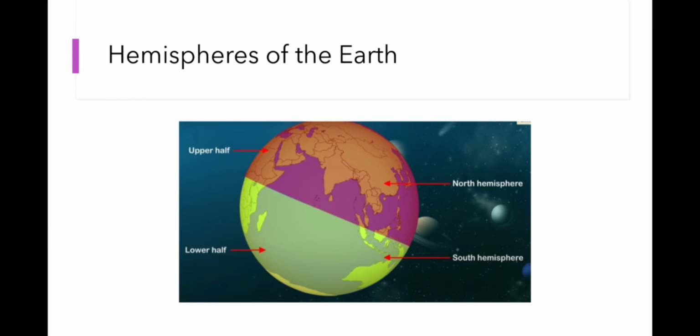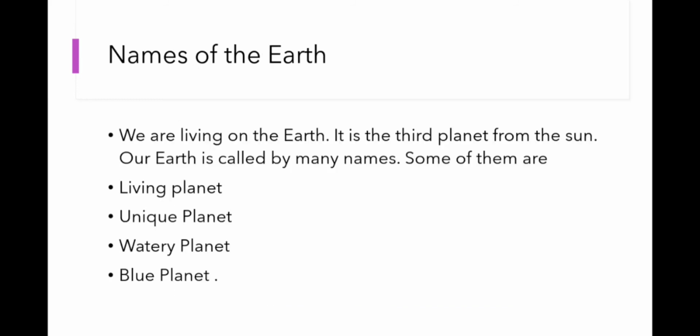Now, we go to the next topic, that is names of the earth. We are living on the earth. It is the third planet from the sun, and the earth is home for all forms of life like plants, animals and human beings because of its suitable distance from the sun, range of temperature, life supporting gases, atmosphere, water cycle, etc. Our earth is called by many names.